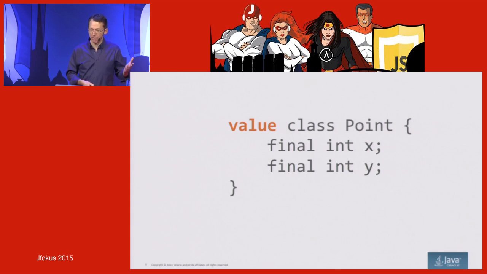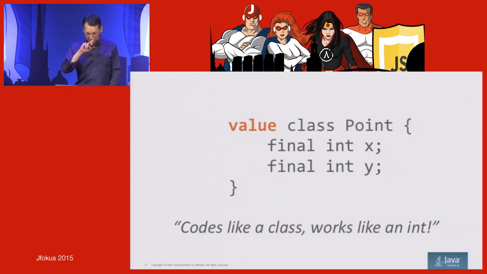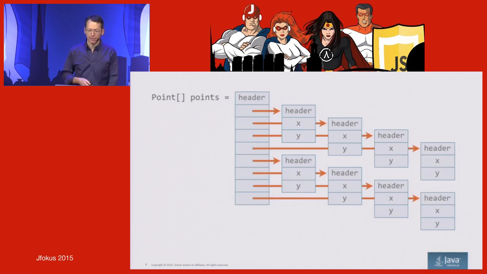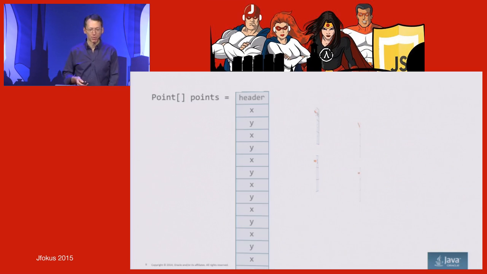So it can be passed by value, it can be allocated in registers, it can be flattened into arrays and classes. My colleague John Rose liked to say, the motto is, it codes like a class, but it works like an int. Since you can inline it, instead of getting this, we can get what we want. The language and the VM can conspire to make for a very efficient representation.